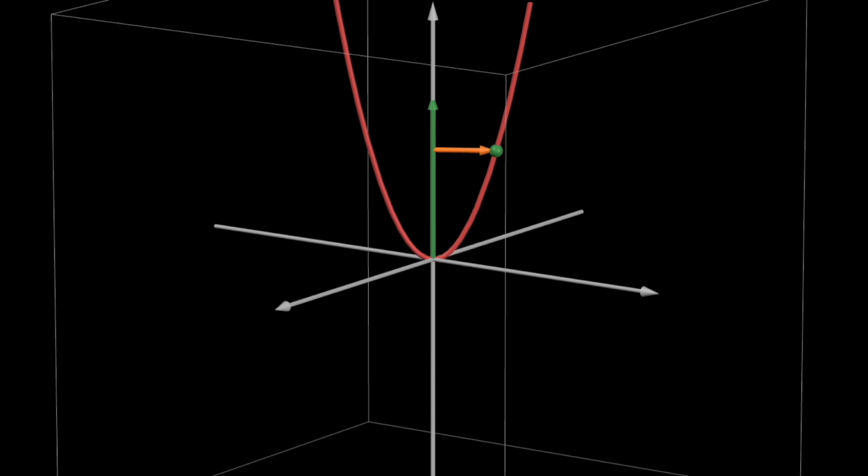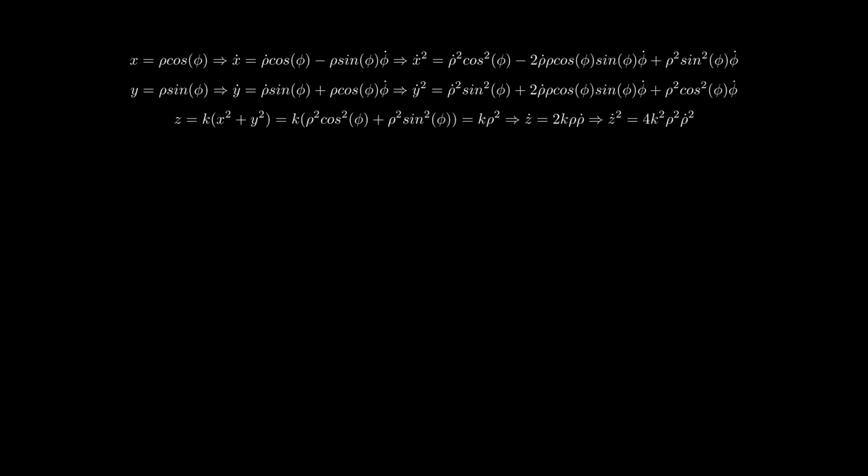For this setup, we'll let ρ be this orange vector and represent the distance from the z-axis to the bead, and we'll let phi represent the angle of the parabola from the x-axis. It isn't trivial to find the velocity, so we'll write x, y, and z in terms of phi and ρ. From that we can take the time derivatives of x, y, and z, and then find the square of the time derivatives of x, y, and z.